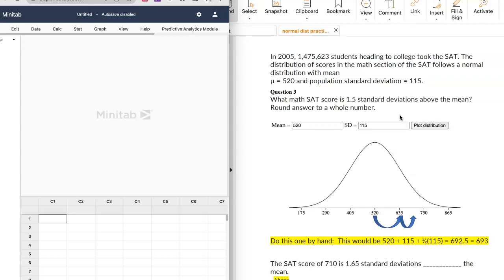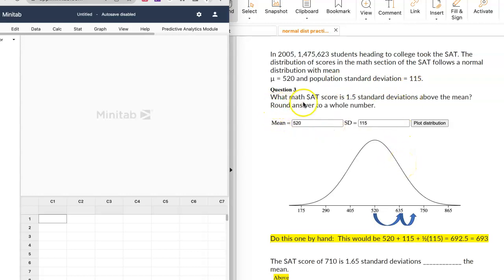In 2005, 1,475,623 students going to college took the SAT. The SAT is normally distributed with a mean of 520. That's the average of everybody that took it. Of all these students that took it, the mean or the average is 520. And the population standard deviation tells us how spread out from the mean everybody that took it is. I'll show you that in this picture here in a minute.